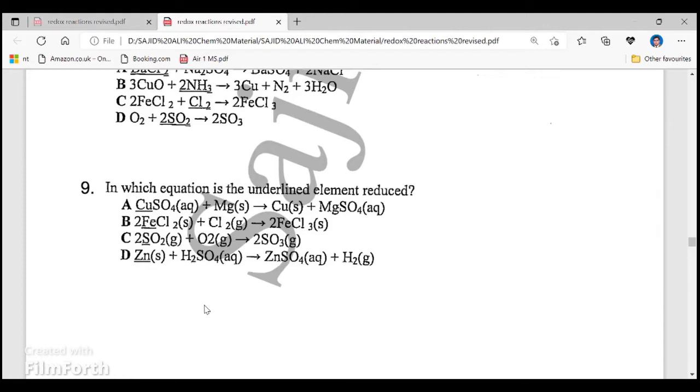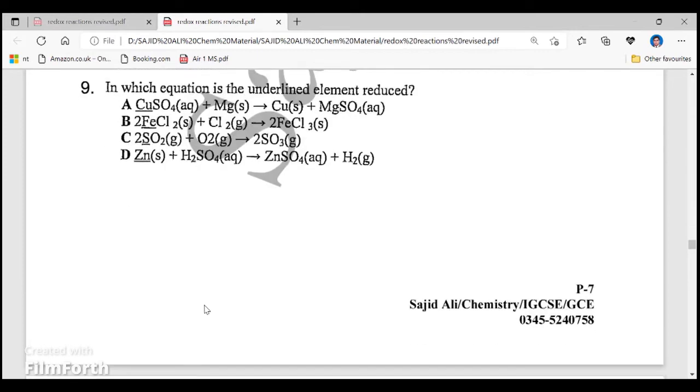Is it A? It is A. Very good, Abdullah. Copper from copper sulfate has reduced from copper 2 ions to copper. So this is a reduction. It's a redox reaction and copper 2 ions are being reduced. So the answer is A. Very good, Abdullah.